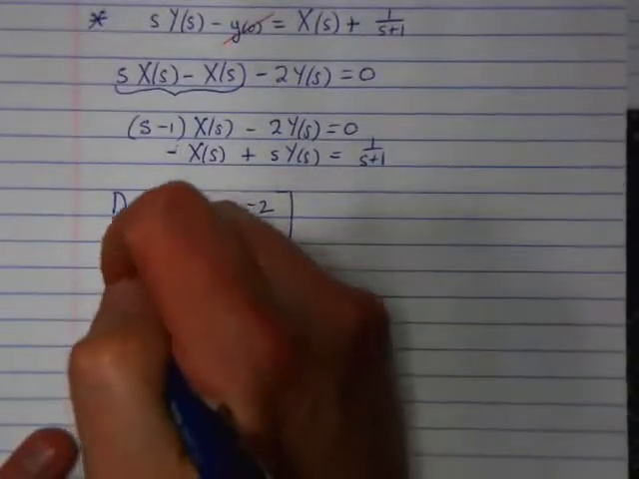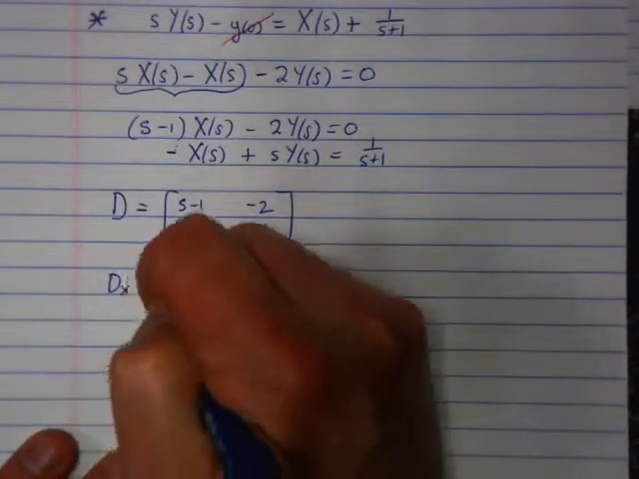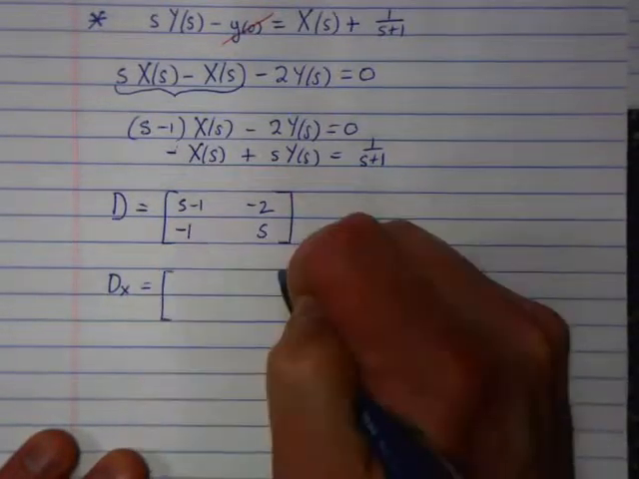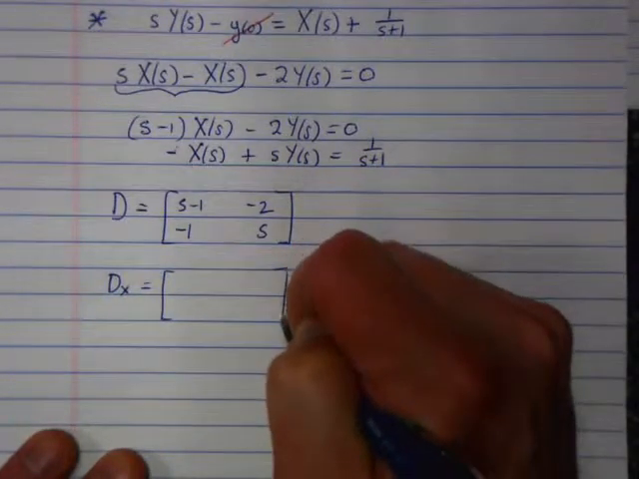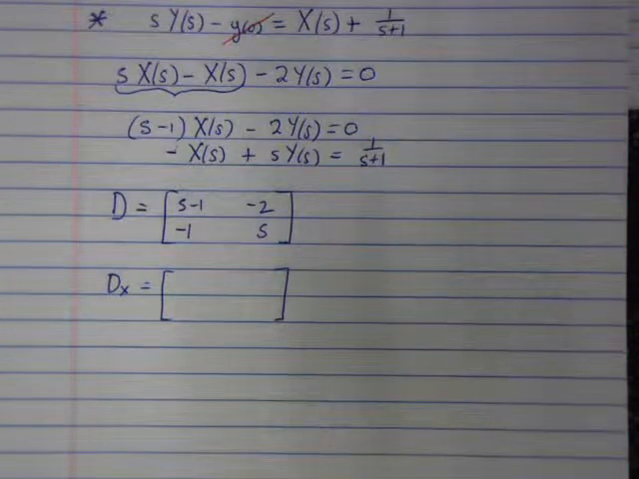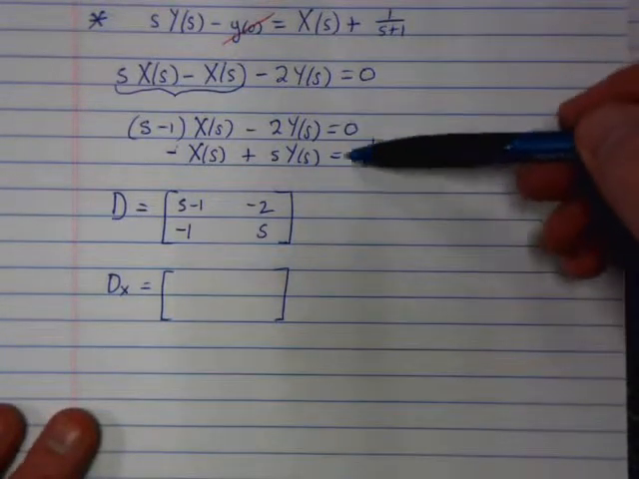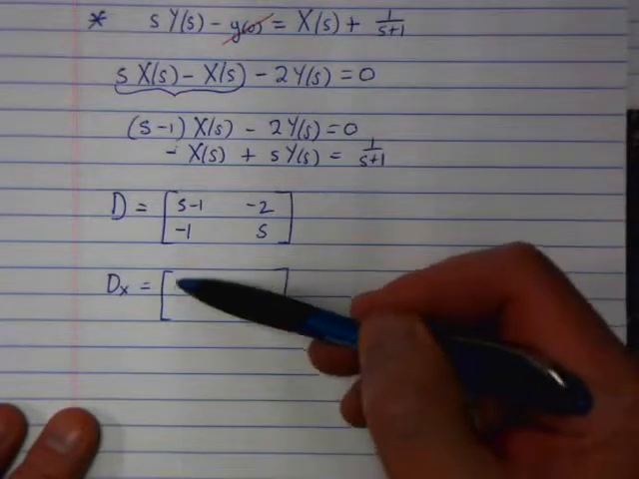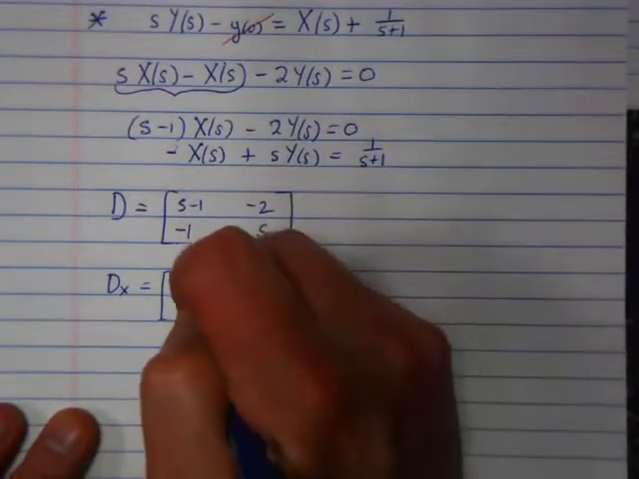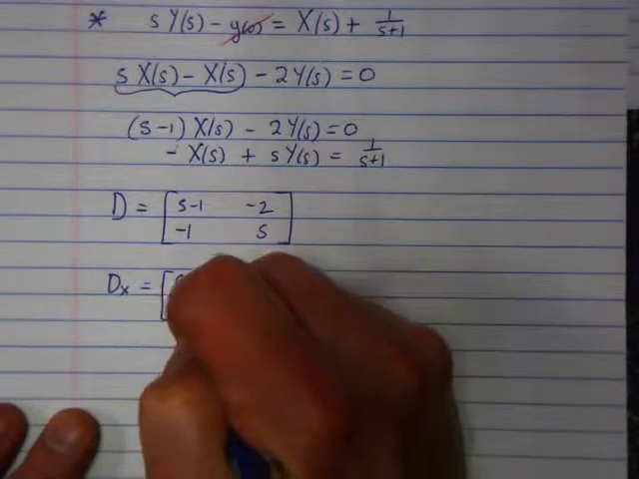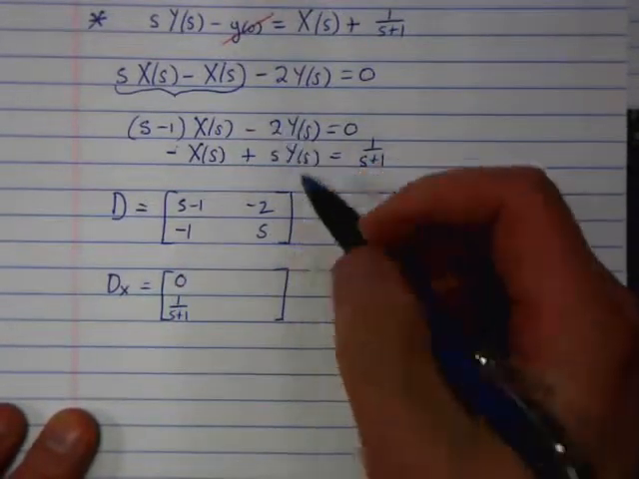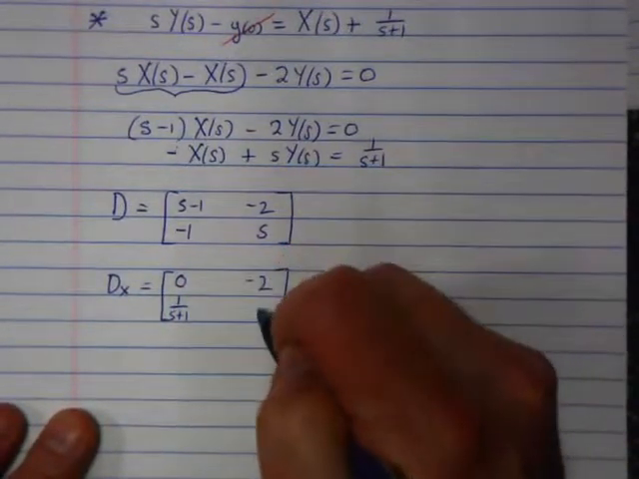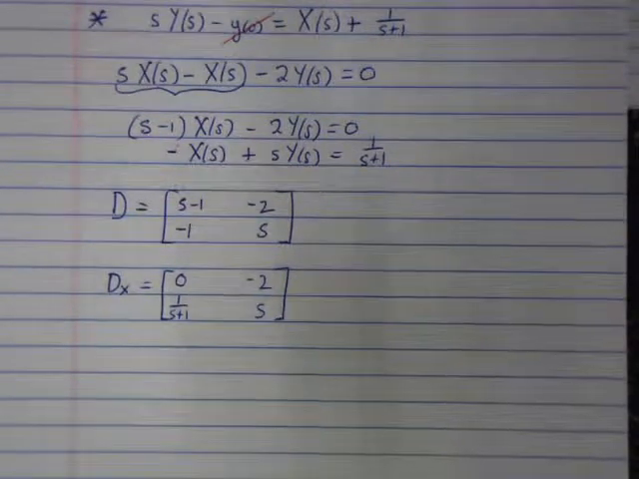Next, we create the matrix D sub x. And how did D sub x work again? I take these answers, which are 0 and 1 over s plus 1, and I plug those in where the x's are. The x's are in the left-hand column. So I'm going to have a 0 and a 1 over s plus 1. And then I recopy whatever I had from D before. So I'm going to have a negative 2 and an s.